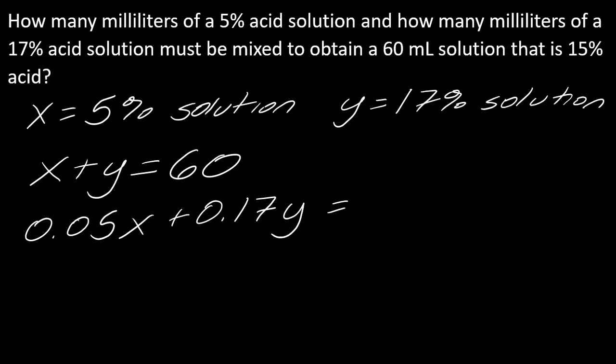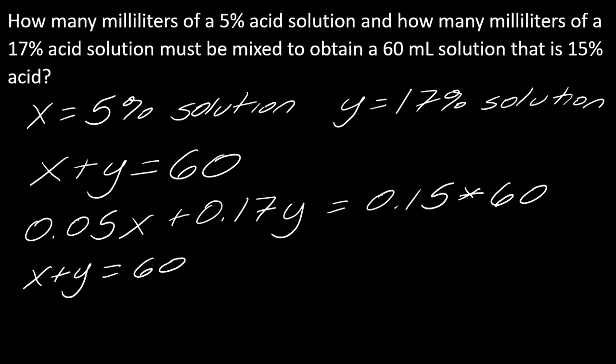And in total, what I need to have happen is I need 15% of, remember the word of means multiply, 15% of this 60 milliliter solution needs to actually be acid. So there's the setup of the second equation, and that's how you can bring those acid percentages into the problem. And so now from here, it's the same idea. So I've got x plus y equals 60, and then actually just one thing I'm going to do over here. So I did 0.15 times 60, so that came out to 9.